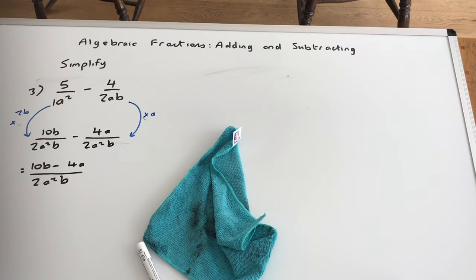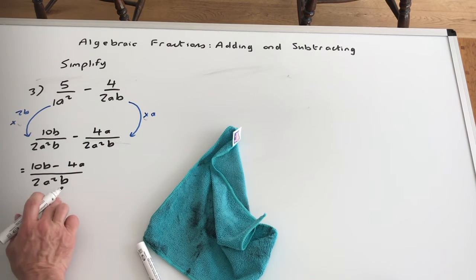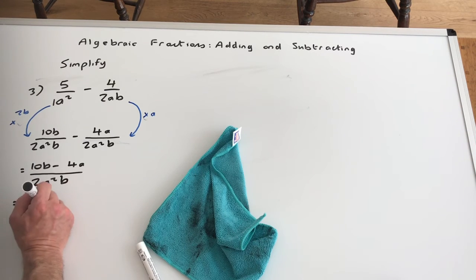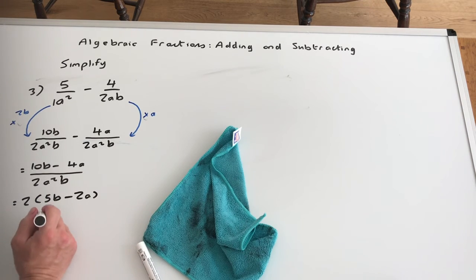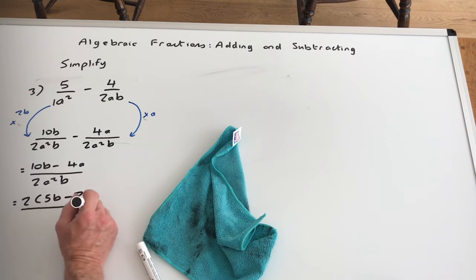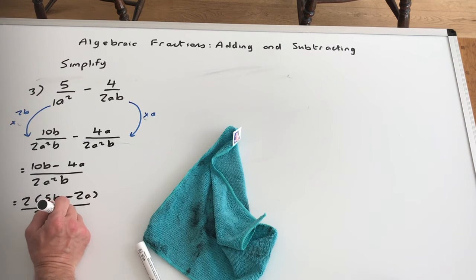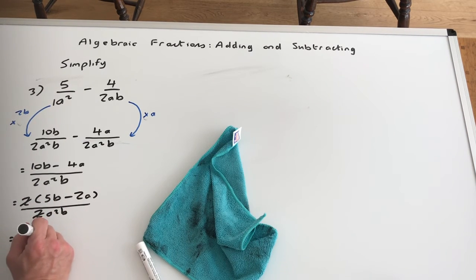Now, one last thing here, which is, do take a look at the top, because sometimes these things will simplify further. If you look at the top, I could take out a factor of 2 and get 5b minus 2a multiplied by 2. And on the bottom, I would get 2a squared b. And I could divide the top and bottom by 2. So I would get a really simple, neat little answer, which is 5b minus 2a, all divided by a squared b. And that's as simple as it's going to get.